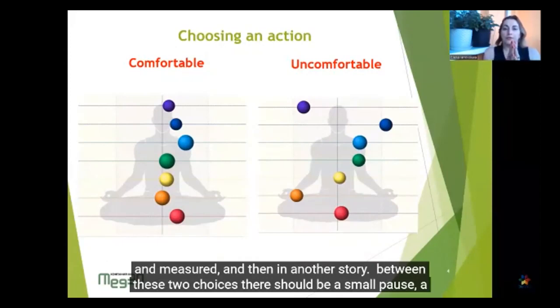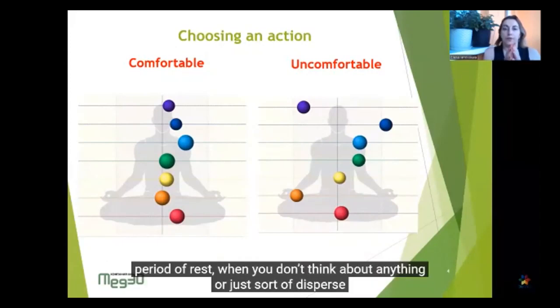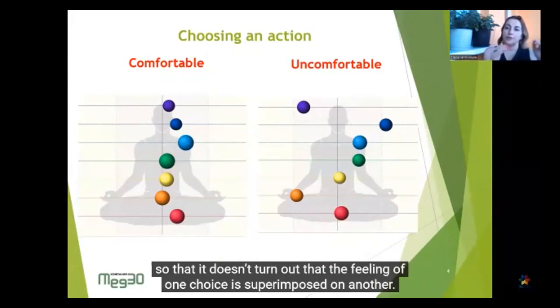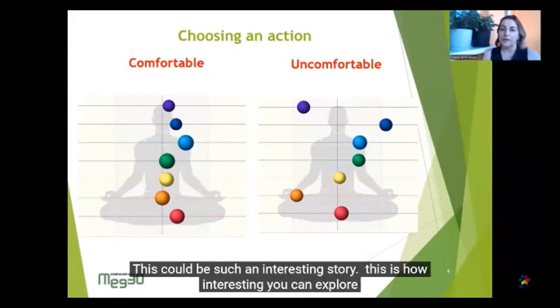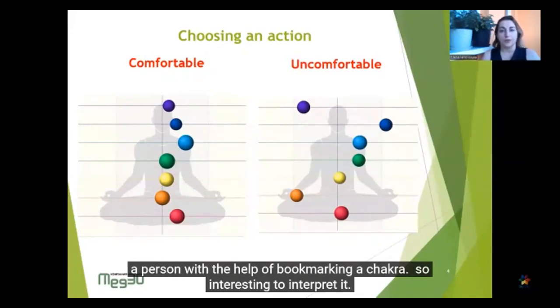Between these two choices, there should be a small pause, a period of rest, when you don't think about anything or just sort of disperse, so that it doesn't turn out that the feeling of one choice is superimposed on the second one. So there should be some pause. This is how you can make this useful interpretation.